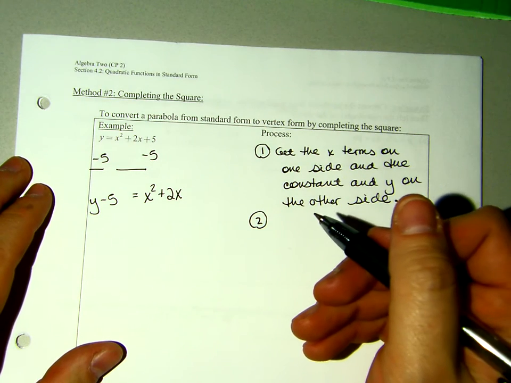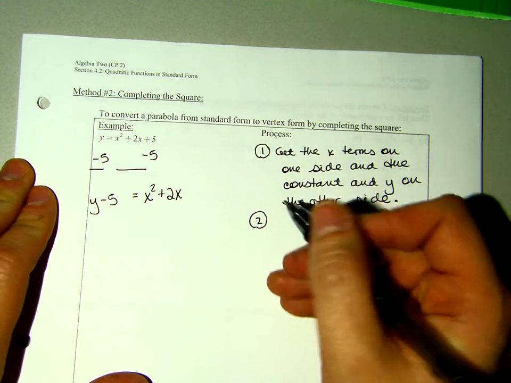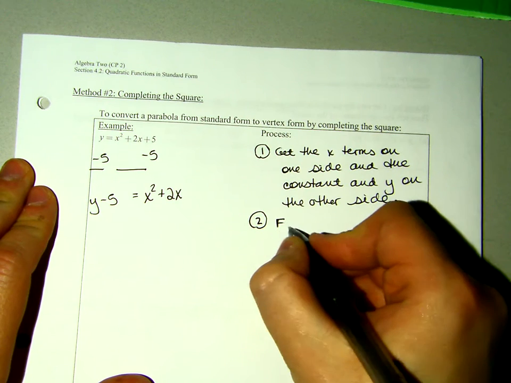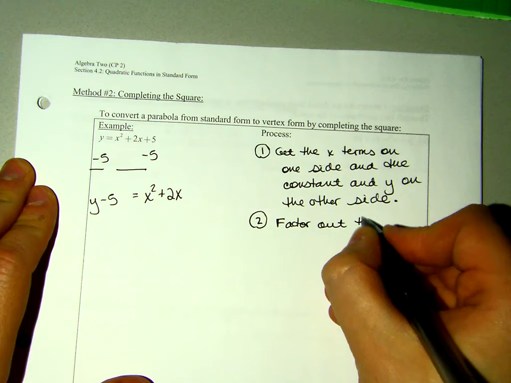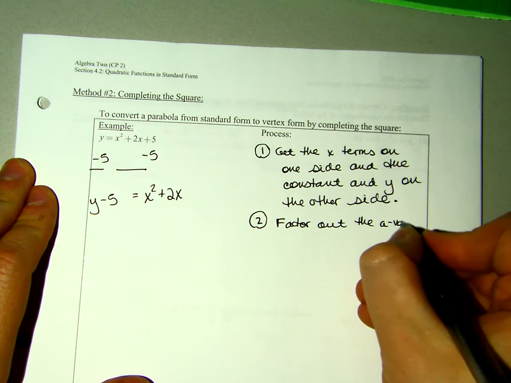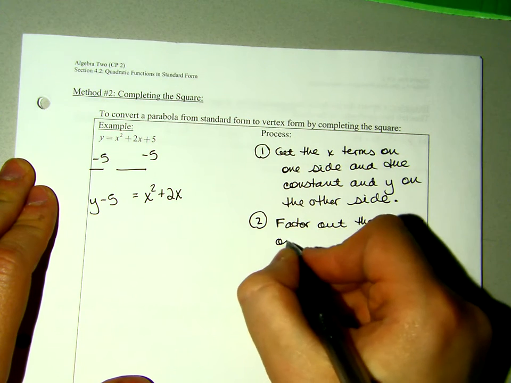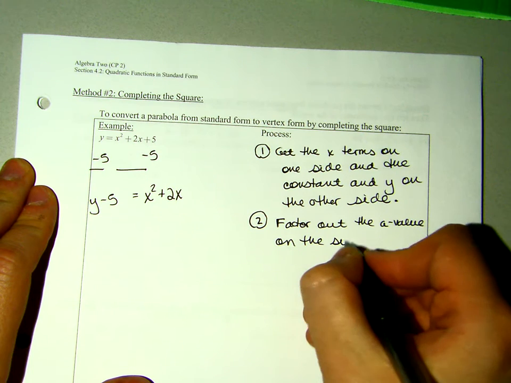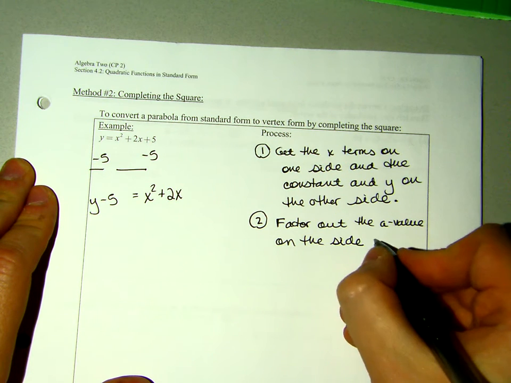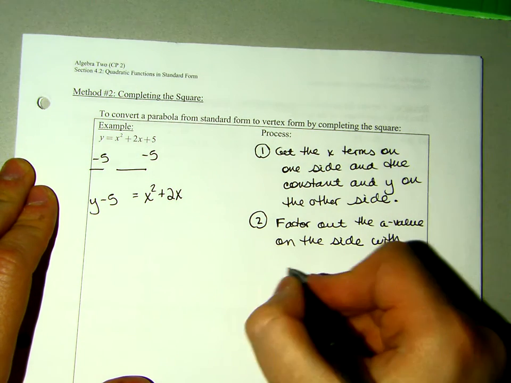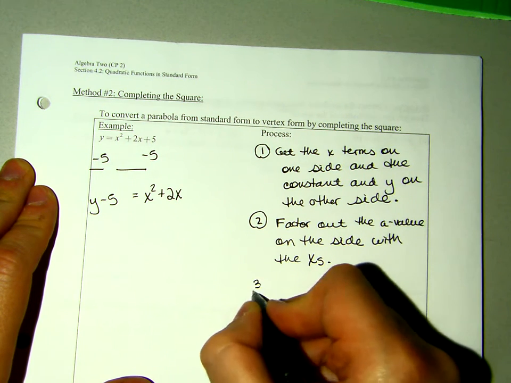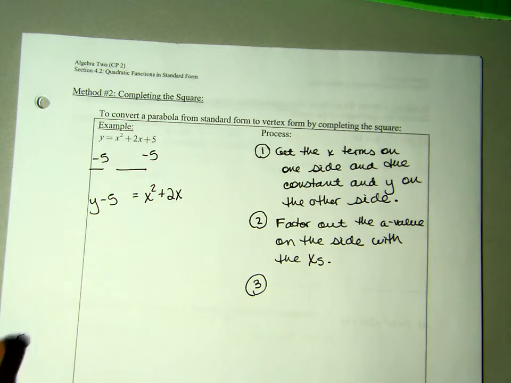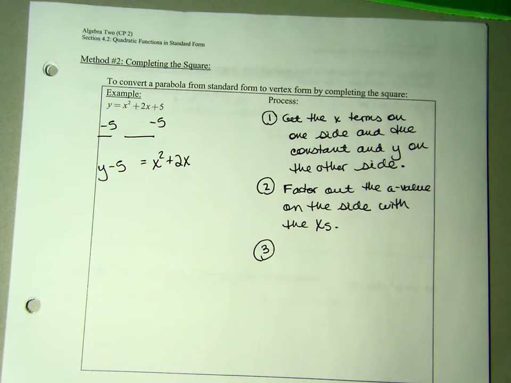Step number 2, which is not going to apply to this problem nor the next few, just write it down, I'll explain later, is going to be factor out the a value on the side with the x's. Don't worry about that for right now, but I do want it in your notes. We'll see how to use that in a little bit. Factor out the a value on the side with the x's. There is no a value in this problem, so that doesn't matter.